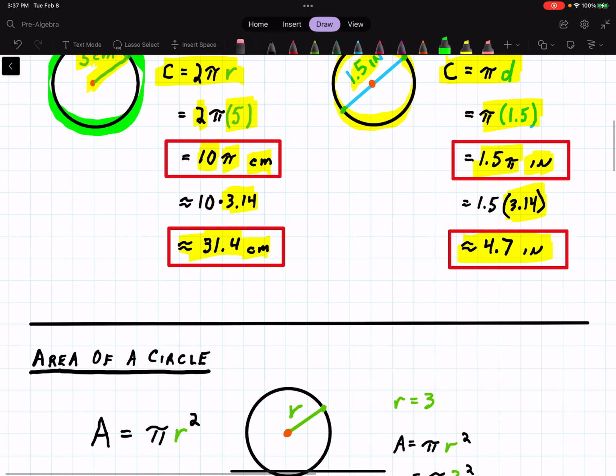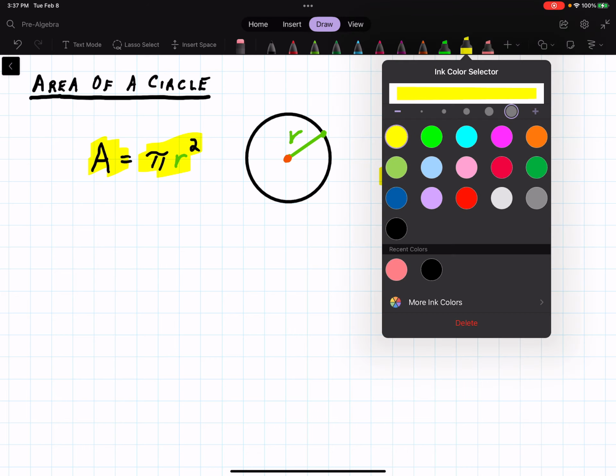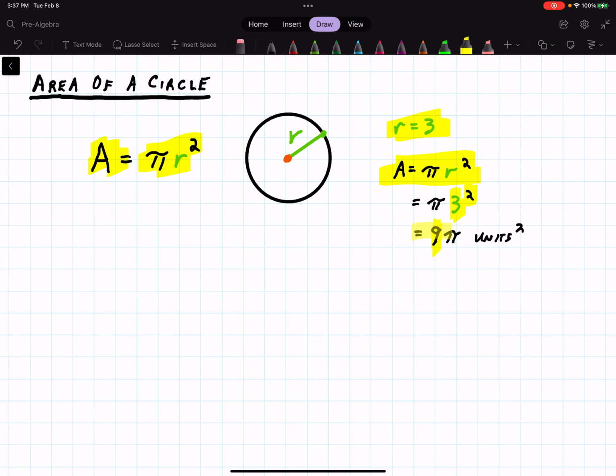Okay, so now the area of the circle has a different formula. It's pi r squared. So when I have a radius of 3 here in this circle example, I copy down my formula, pi r squared. I look at my radius, which is 3, so I substitute 3 in for r, and 3 squared is just 9, so I end up with 9 pi units squared. And that is a good enough answer right there.